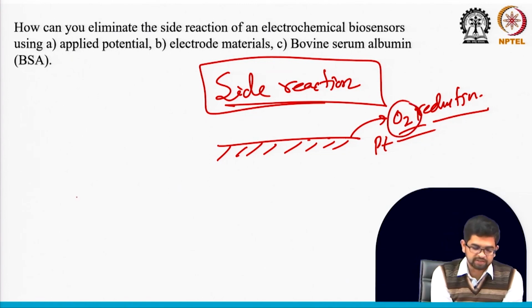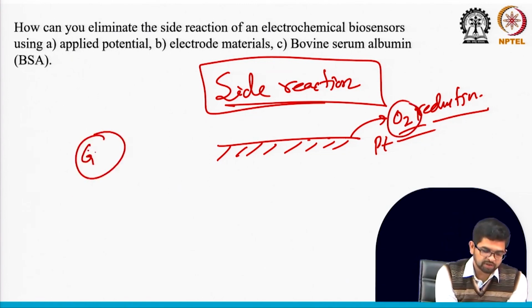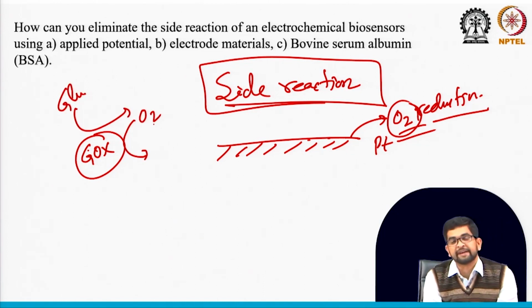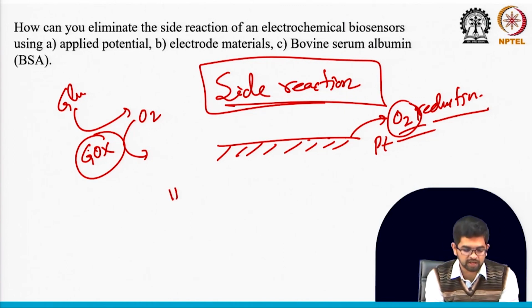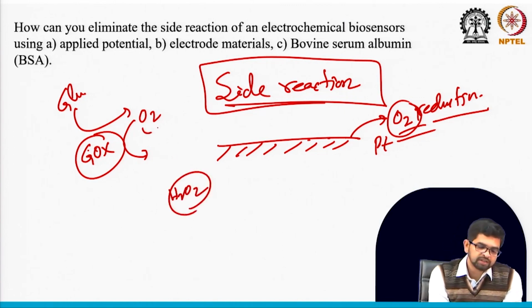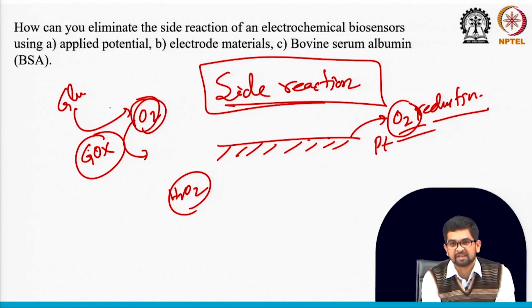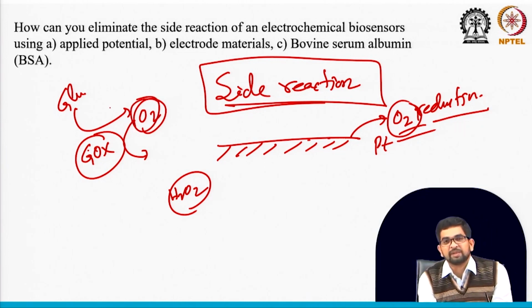Also another factor, oxygen. See, you know the glucose oxidase, when glucose reacts, oxygen can also take part in that case. It will produce hydrogen peroxide. So these oxygen side reactions can also hamper. That's why you have to be very careful about the dissolved oxygen effect in your biosensor development.